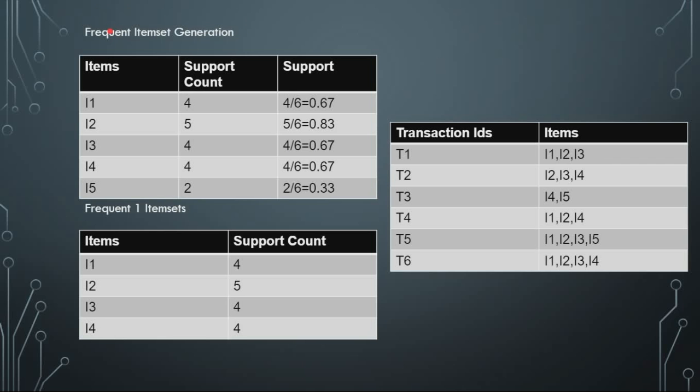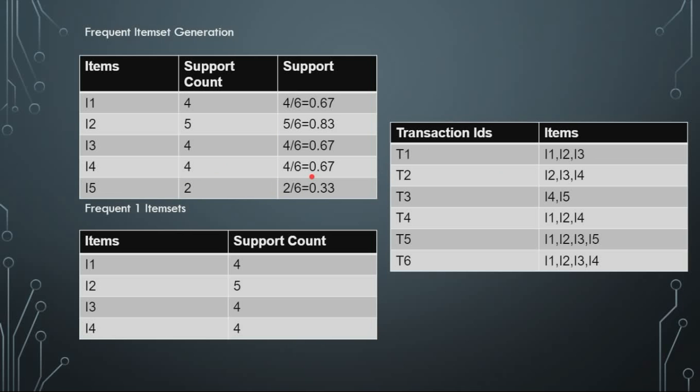Now how will they be generated? We will compute the support for all of the items in the transactions. So let's say for I1 the support will be the number of transactions in which I1 occurs divided by the total number of transactions. I1 occurs in 1, 2, 3, 4, divided by the total number of transactions, which is 6. So the support will be 4 by 6 or 0.67. Similarly, we can compute the support of I2, I3, I4 and I5.